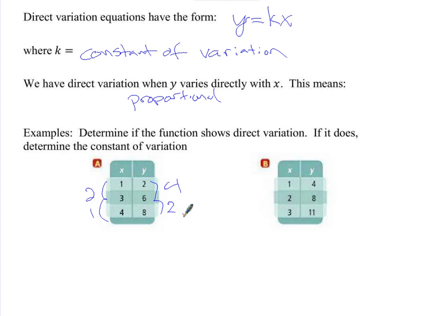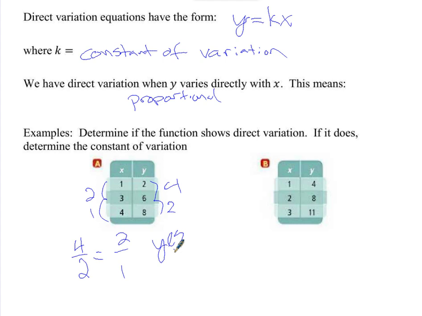So, if I compare how much y changes divided by how much x changes, I get 4/2. If I compare on the next one, I get 2/1. Are these two comparisons the same? In other words, can I put an equal sign here? Yes. That means that these two relationships are proportional to each other, which means that we have direct variation. So the answer is yes.